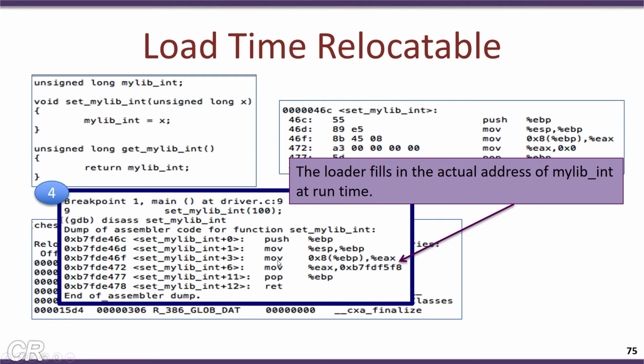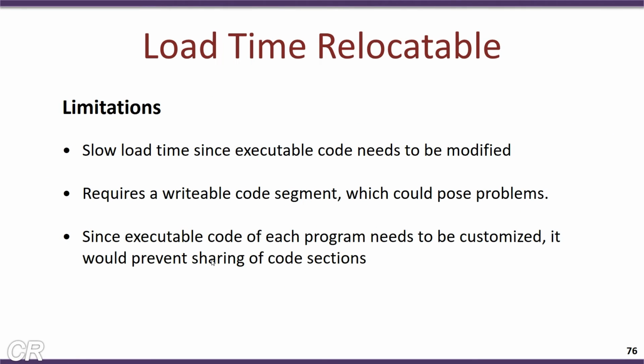The limitations of the load time relocatable technique are, first, that it has extremely slow load time, since essentially the loader passes through each and every location which needs to be modified and replaces the zeros in that location with the actual address. Secondly, it requires a writable code segment, which could pose problems. The third limitation is that it prevents sharing of executable code.